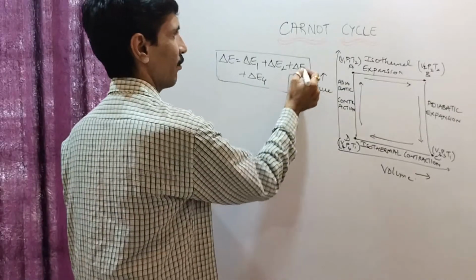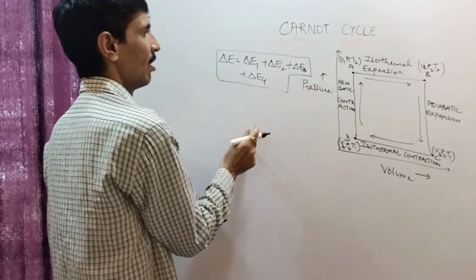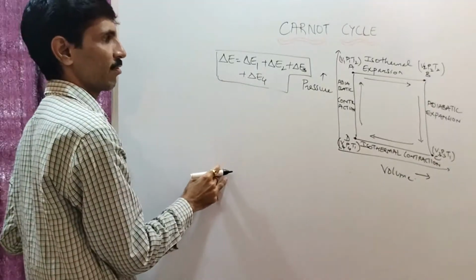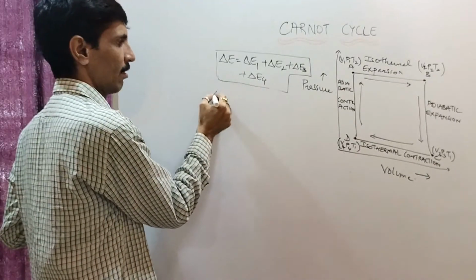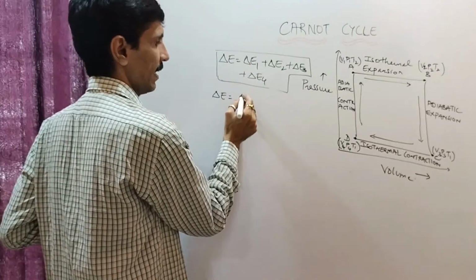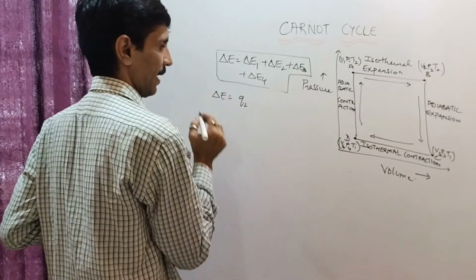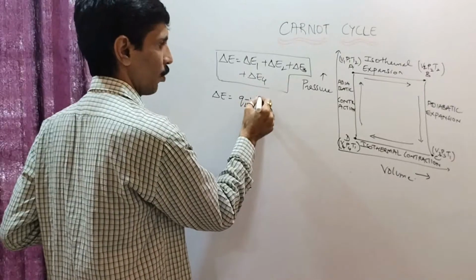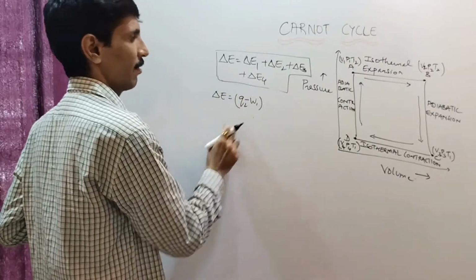Now we had an expression for each and every step, if you can recollect. So we'll just try to substitute all those expressions into this final expression. So we have delta E is equal to, now when we talk about delta E1, if you recollect, it was Q2 minus W1. So this is the first step.